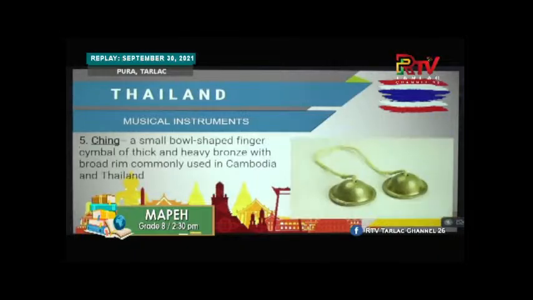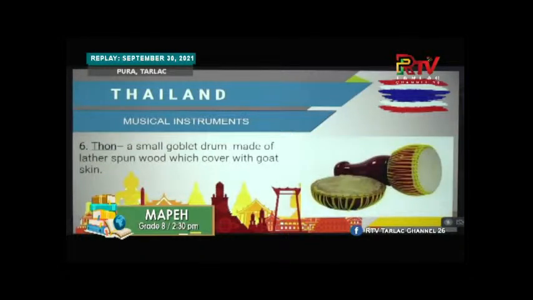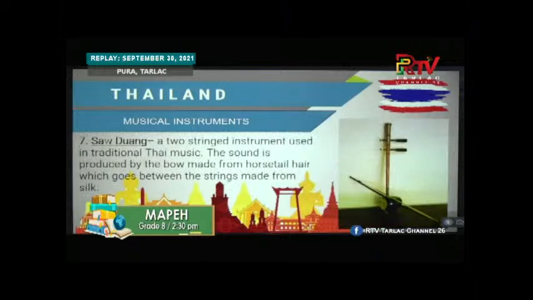Number 5. Ching, a small bowl-shaped finger cymbal of thick and heavy bronze with a broad rim commonly used in Cambodia and Thailand. Number 6. Thon, a small goblet drum made of ladder spoonwood which is covered with goat skin. And number 7. Sao Duang, a 2-string instrument used in traditional Thai music.